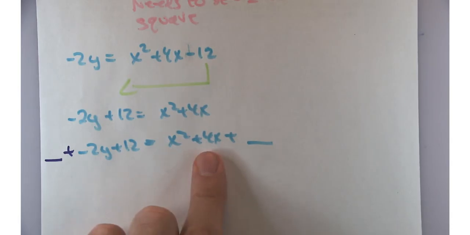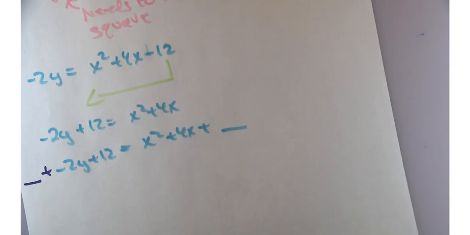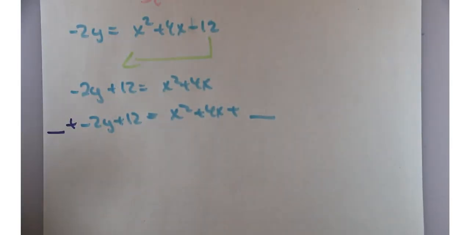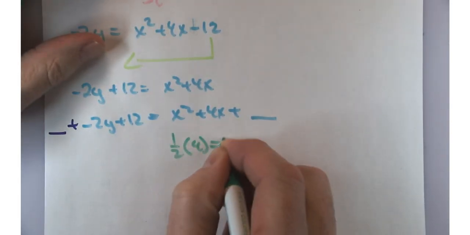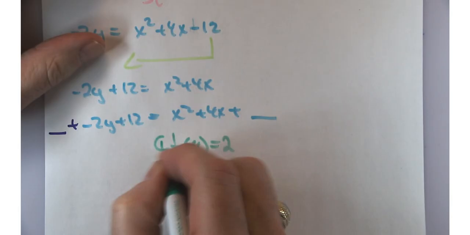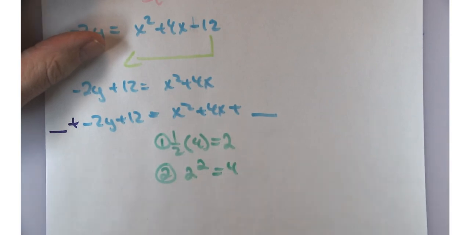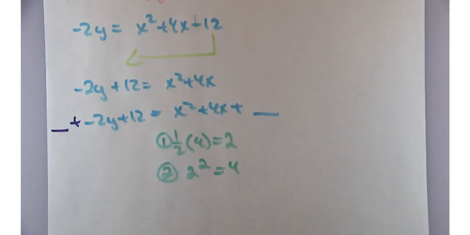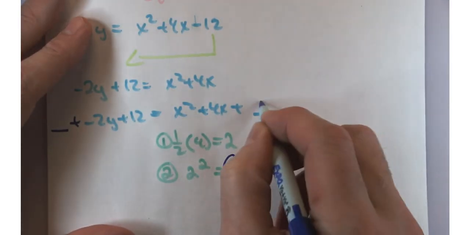Do you remember how to find this number here? What do we do there? Alex, remember that? Divide by half. All right, divide which one by half? 4. Yeah, so we're going to take half of the middle number. That's our first step. The second step, what are we going to do with that number? Square it. And that's going to give me a 4. So that 4 gets added in right here.